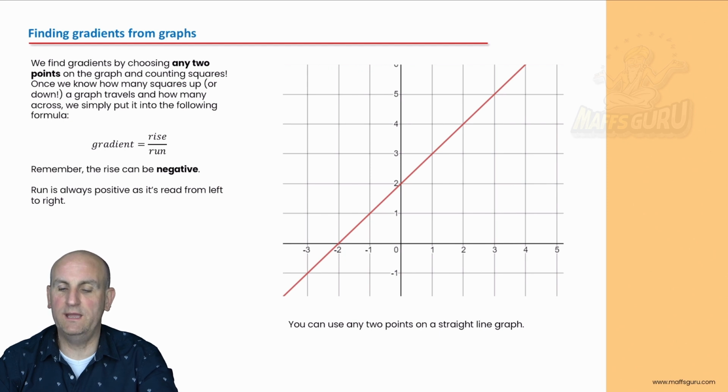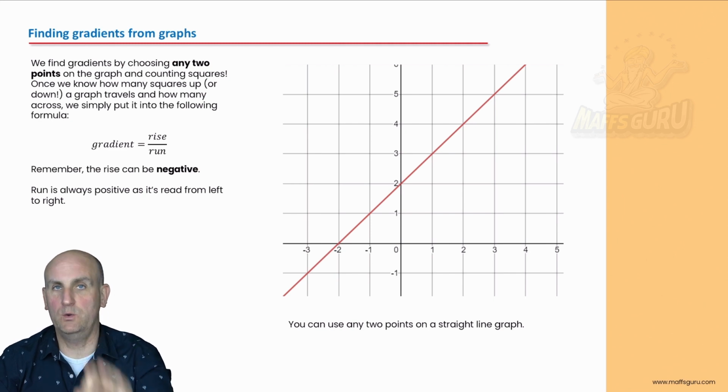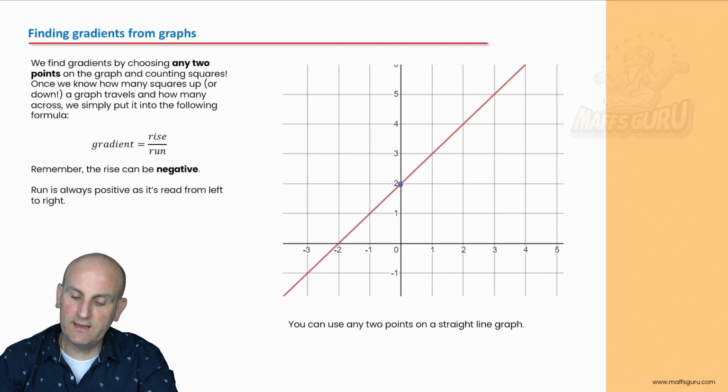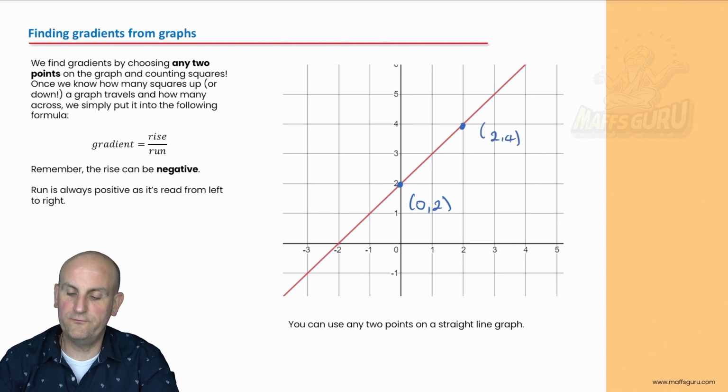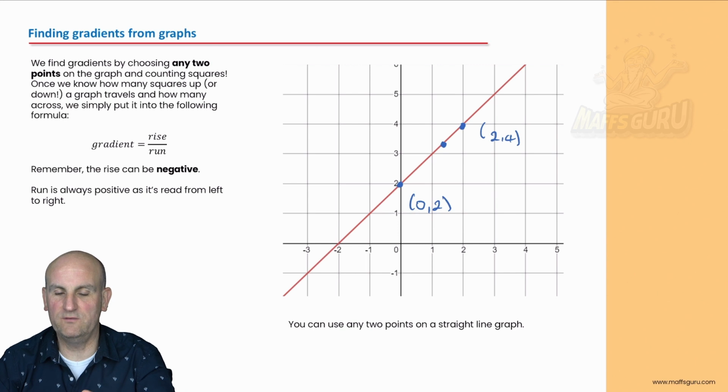I'll explain why they can be anywhere on that line in a moment. But generally speaking, we choose it where there is a whole number coordinate. So if I look at this point here, that is on the line, that has a coordinate 0, 2. If I look at that point there, it has a whole number coordinate as 2, 4. Probably wouldn't choose this one here because it's not really on an exact coordinate value. But I could if I had really, really accurate graph paper.